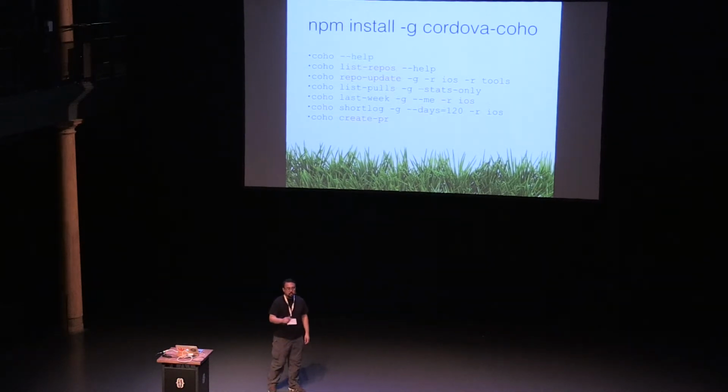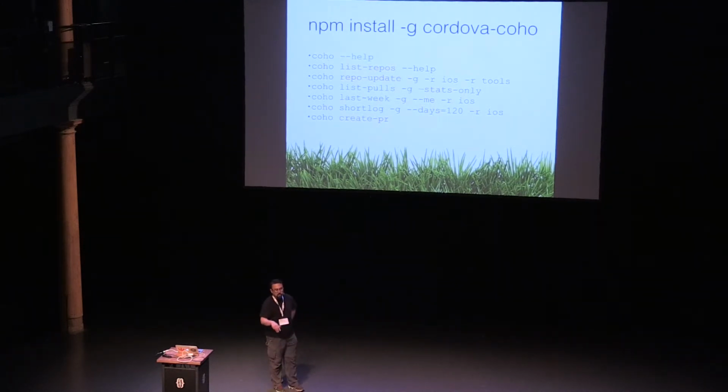The next command there, cordova repo update, will clone the repo if you don't have it. You put -r. So if you want iOS, you put iOS in there, or the group ID, like tools or platforms.